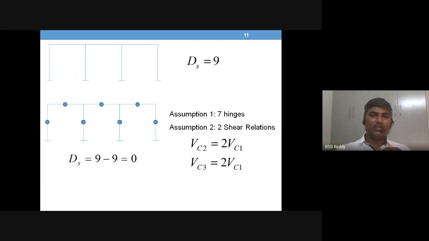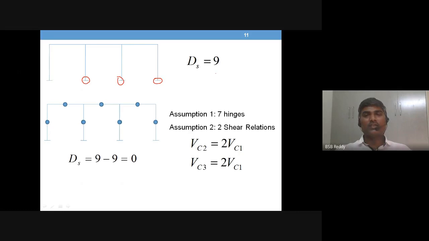So let's go to the next case, 3-bay single storied. Likewise, you can check any number of bays and stories, just for clarity, to practice how the structure is becoming determinate. So now here 3 supports excess.